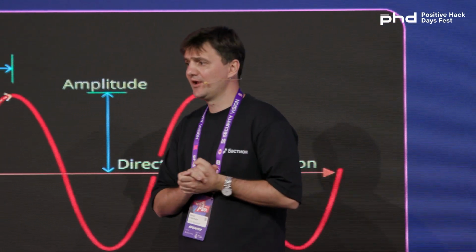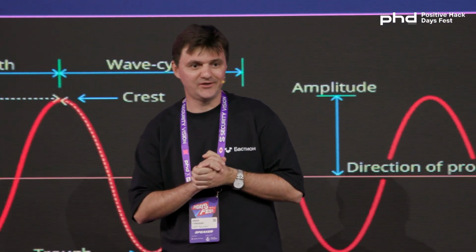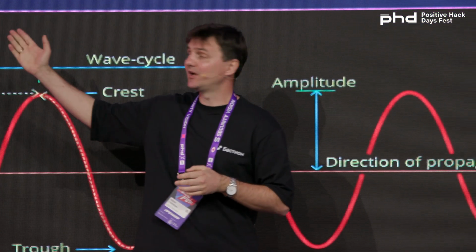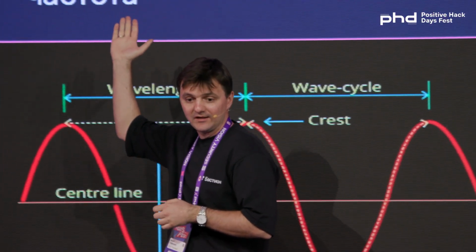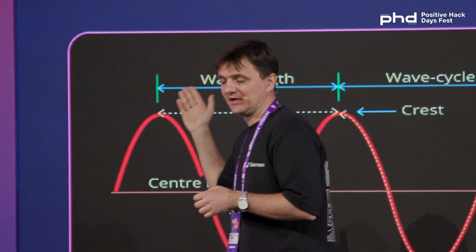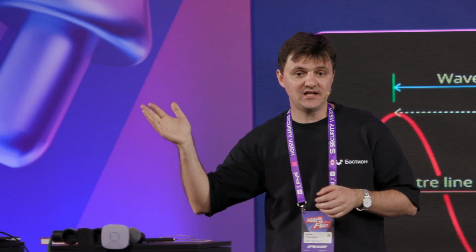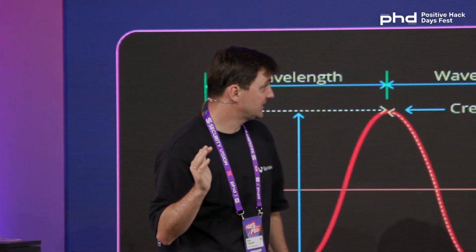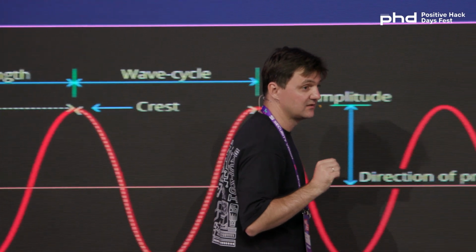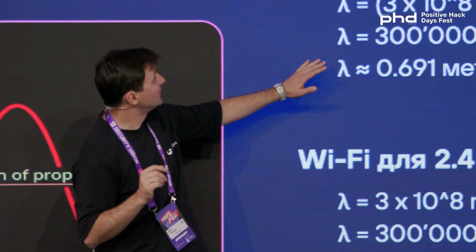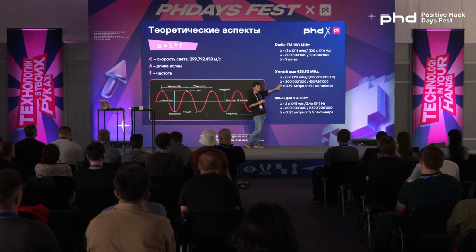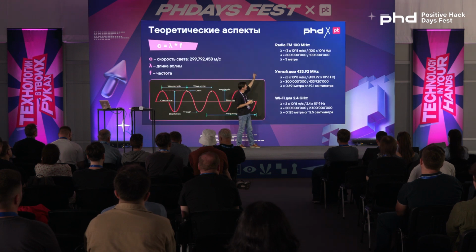Antennas can be different, we shall tell about them, but let me tell you some more theory. How can you calculate the wavelength? Divide the speed of light, which is 300,000 kilometers per second, by frequency. So let us have a practical example. What is the wavelength for different frequencies?